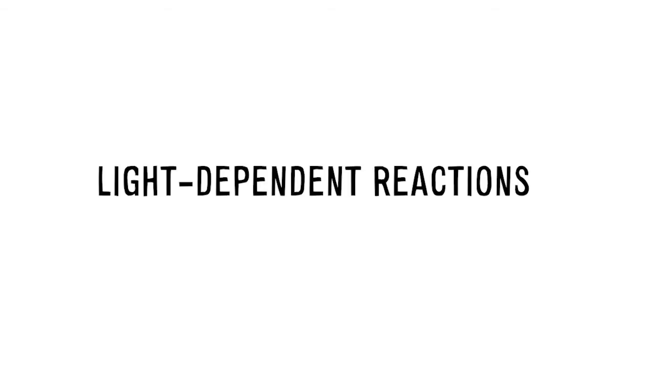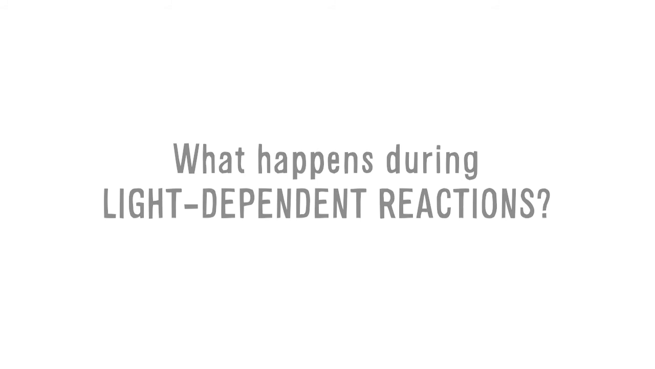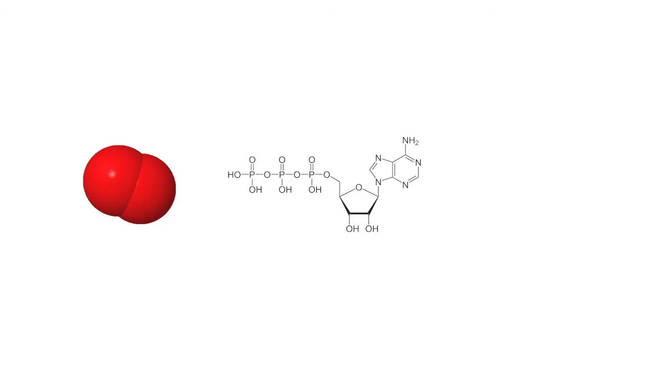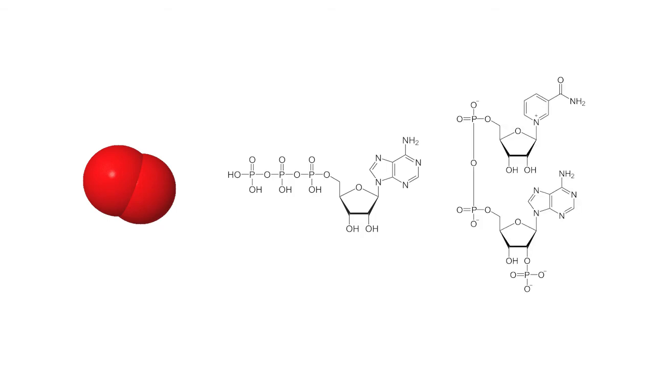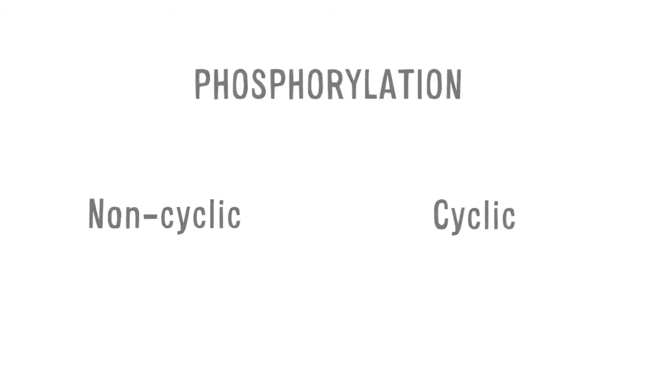There are two stages in photosynthesis. The first stage involves light-dependent reactions or phosphorylation. So, what happens during light-dependent reaction? First, it is important to know that phosphorylation yields oxygen, adenosine triphosphate or ATP, and nicotinamide adenine dinucleotide phosphate hydrogen or NADPH. Phosphorylation can proceed in two ways: non-cyclic and cyclic.